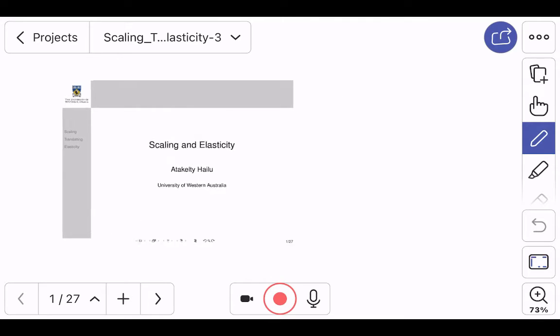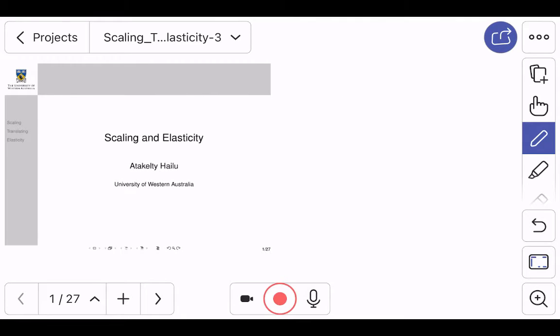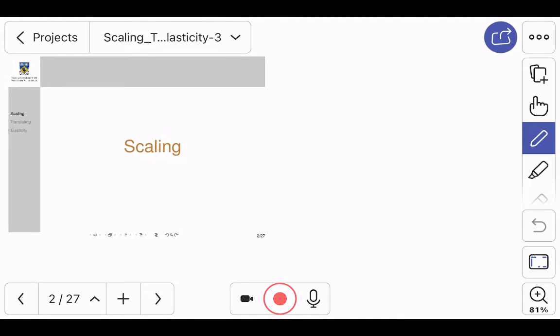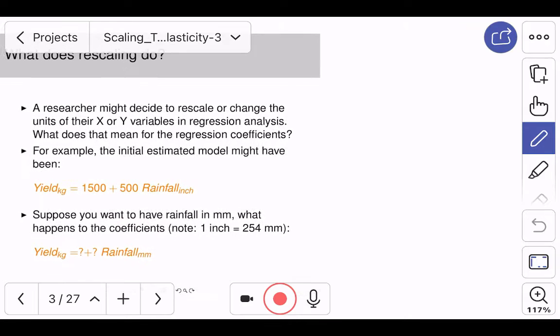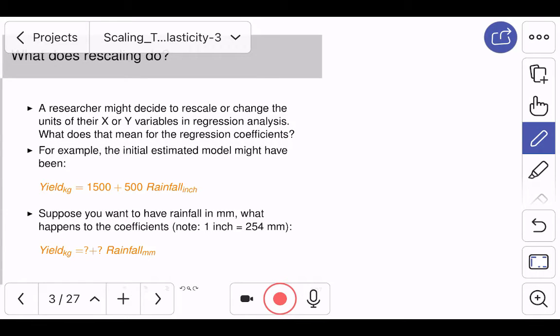Okay, let's talk about scaling, translation, and elasticity in this lecture. We'll start with scaling. What is scaling? Well, scaling means that you are changing the units in which your x or y variables are measured. So changing units means you are dividing the x or y variable by some number, or you are multiplying them. So going from centimeters to millimeters by multiplying by 10 is you are changing the unit, or scaling the units.